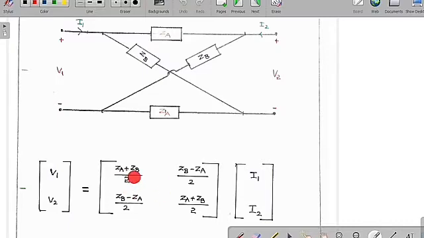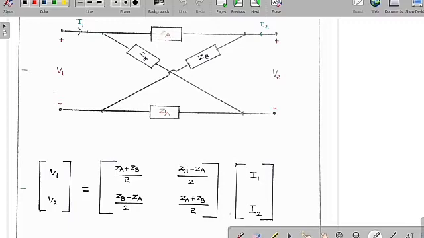So this is nothing but here ZB plus ZA by 2. This is also ZB plus ZA by 2. But here ZB minus ZA by 2, ZB minus ZA by 2. So these two are same and these two are also same. So therefore ZB plus ZA by 2, ZB plus ZA by 2. Similarly these two are ZB minus ZA by 2.